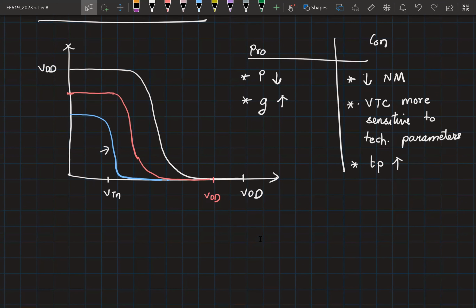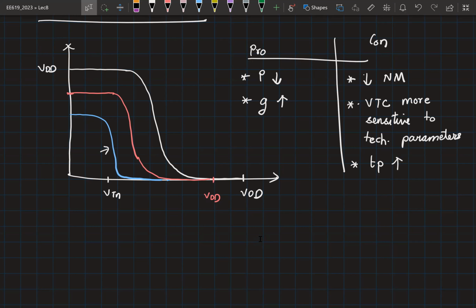Now it turns out, even if you reduce your supply lower than VTN, because of subthreshold conduction, you will get VTC curves that look almost okay. So there are certain applications where if you're not worried about delay, noise margin, etc., you could potentially have digital circuits operating at very small supply voltages.